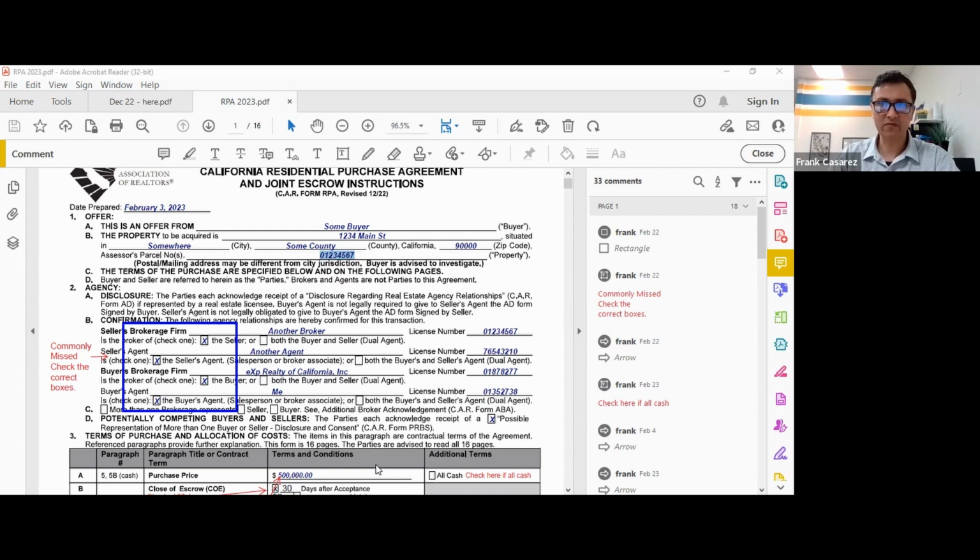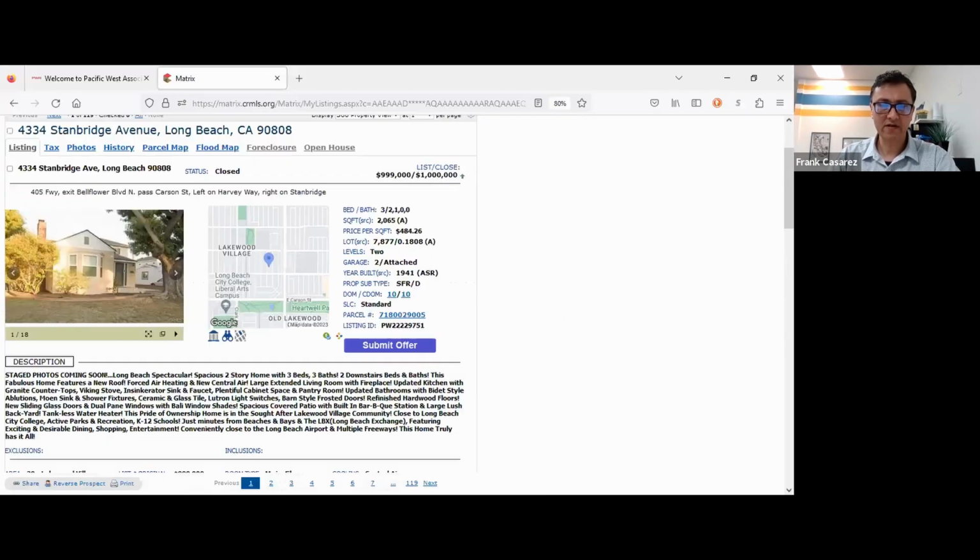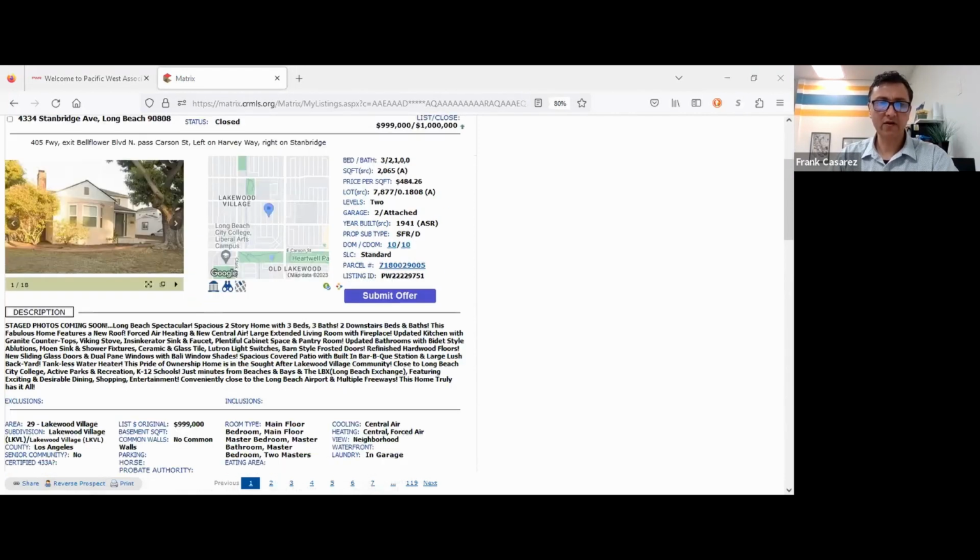So let's say, for example, on the RPA itself, let me go back to this real quick and show you. On the RPA itself, of course, we have to put the assessor parcel number. Of course, the address, the agent's brokerage on the other side, whatever the opposite side of you is, and so if you're basically writing an offer, you need to put the brokerage of the listing side and the listing agent on the other side and their DRE numbers here. So there's some important information you want to get right, and you should get right.